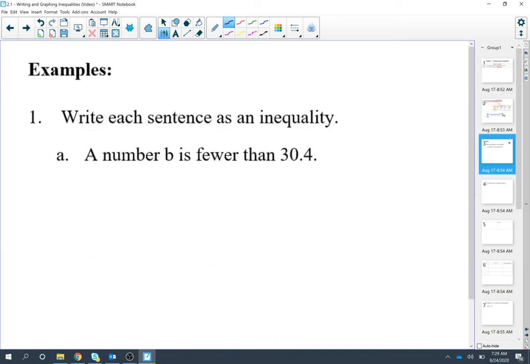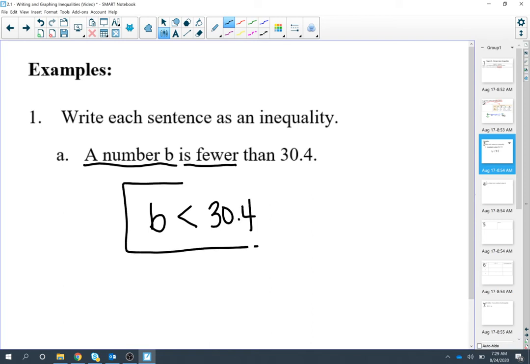Example 1. Write each sentence as an inequality. Letter A, a number B is fewer than 30.4. So first of all, we have a number B is fewer. If you go back and look at your chart, we have to say fewer. That's our less than, because fewer means smaller, which means we're going to be pointing to the left or going to the left on our number line. And it's fewer than 30.4. All done.